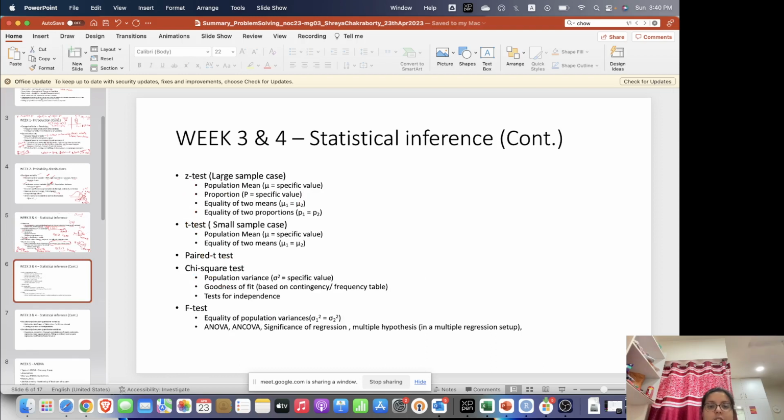So as I was saying, whenever we have a large sample case, we would approximate it with a Z test, like equality of means, equality of proportions, where the population mean is equal to some specific value. In a large sample scenario we would use a Z test, and in a small sample scenario we would use the student's t test. Also, if we have before and after situations on the same individuals, then we can use paired t tests.